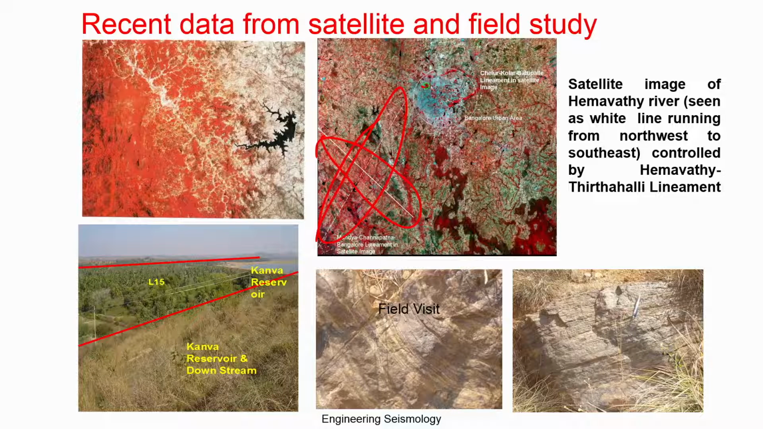So this we have also done. This is actually the Kanwa reservoir. People who are in and around Bangalore will be familiar with that. You can see that this is the reservoir, and this is part of the lineament. This is the downstream and upstream side of the Kanwa reservoir.